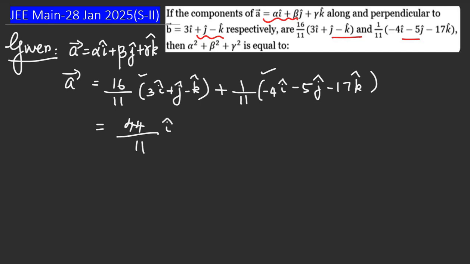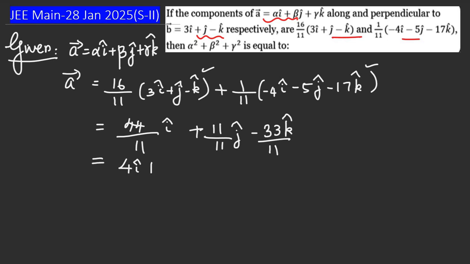Next, it's 16 into 1 minus 5. So that is plus 11 by 11 j cap, minus 33 k cap divided by 11. Now, further simplifying, this is equal to 4 i cap plus j cap minus 3 k cap. Now, comparing these values with the given A vector.